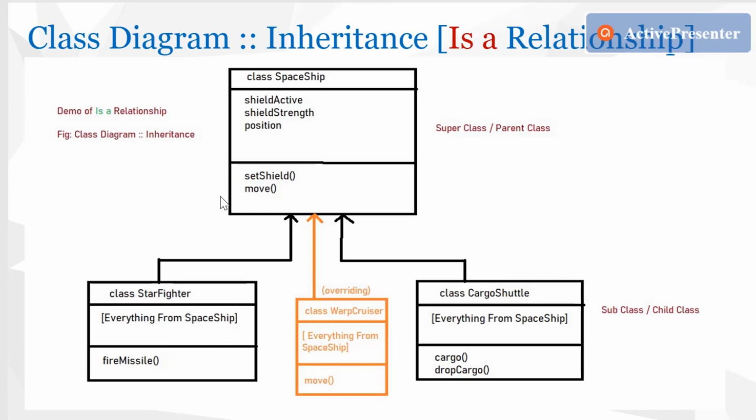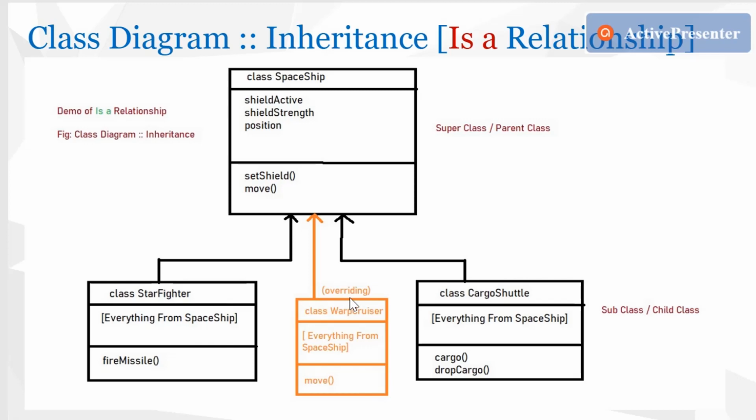These two subclasses inherit the properties of the superclass. All the attributes and methods are inherited with it. Define new methods. The starfighter defines the fire missile method, and the class cargo shuttle defines two different methods, cargo and drop cargo. Here I took another subclass, that is wrap cursor. It also inherits all the properties of the superclass. But here I want to show method overriding.